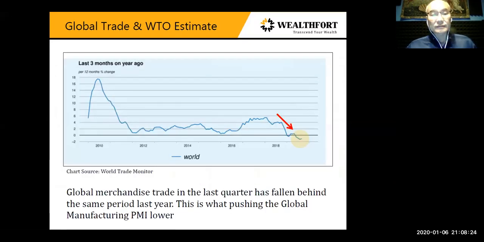So this is the global merchandise trade in the last quarter, which has fallen behind the same period last year. This is what is pushing the global manufacturing PMI lower. You see, it's already in negative territory.